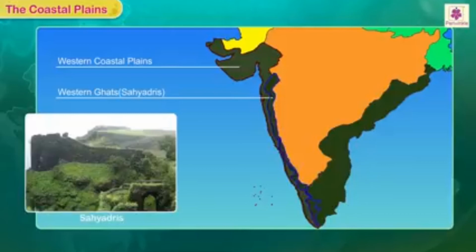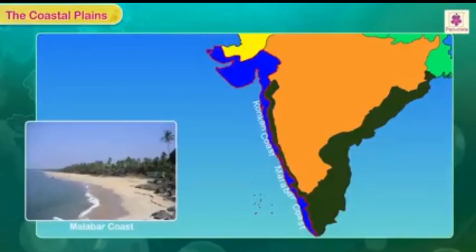So children, talking about coastal plains, the coastal plains in India are divided into two parts, the western coastal plains and the eastern coastal plains. The narrow western coastal plain lies between the Western Ghats and the Arabian Sea, and the northern part of the western coastal plains is called Konkan and the southern part is called Malabar. Here you can see Konkan coastal plain and Malabar coastal plain.